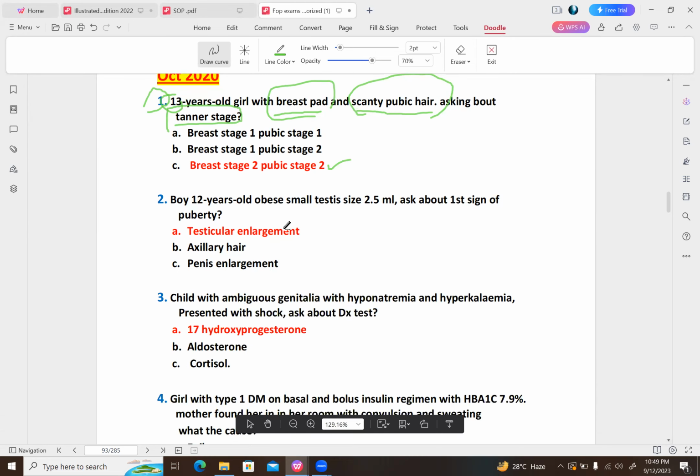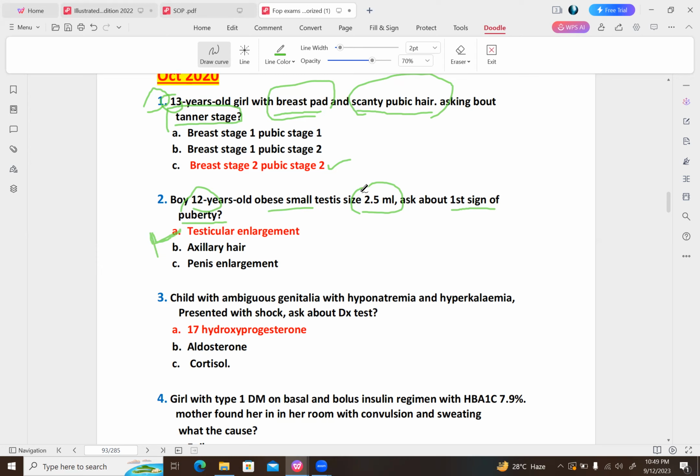Okay, the first sign of puberty in male is the testicular enlargement. Okay, about 4 mm. They say an obese boy who is 12 years old, his testicular size is 2.5. So the first sign is the testicular enlargement, that is the volume of the testicle.